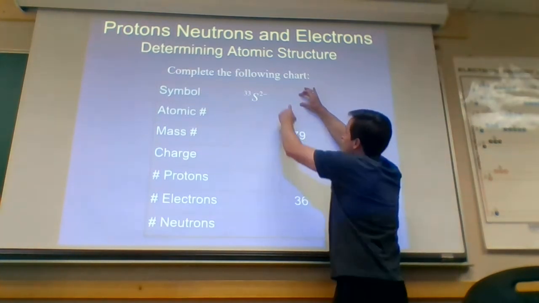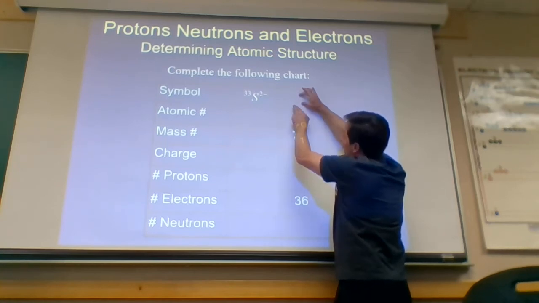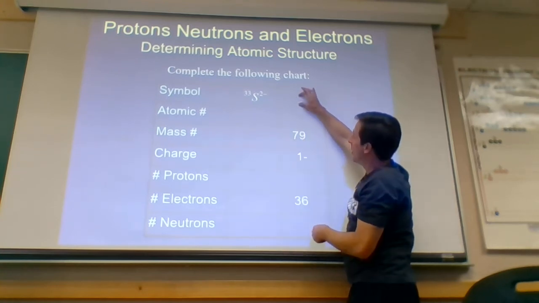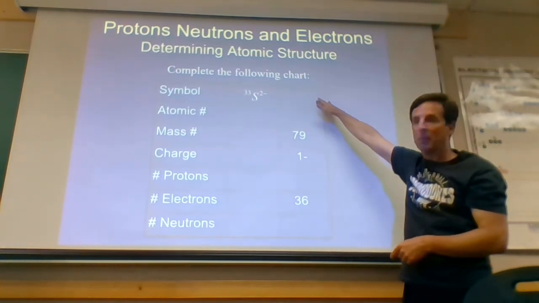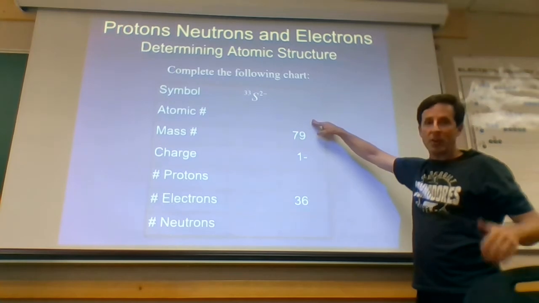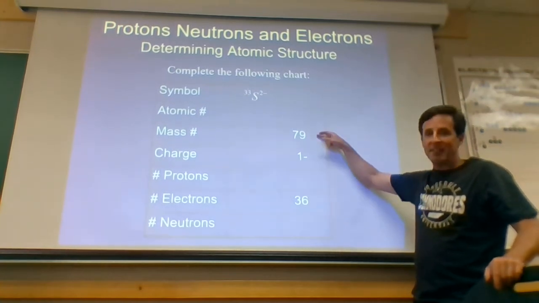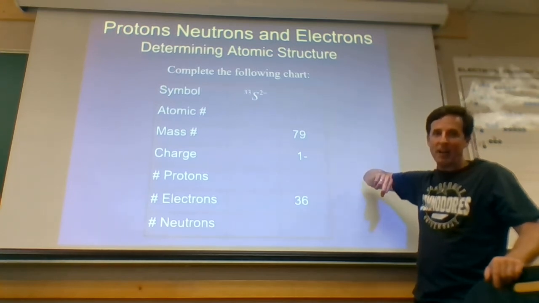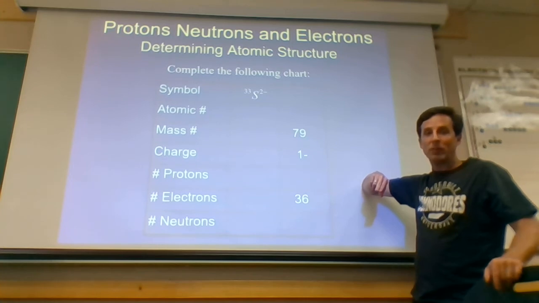The mass number will be 79. The charge will be -1. And then the atomic number will be 35. So Br, 35, 79, -1 will be my numbers. That's my symbol. Atomic number is 35. And neutrons will be 79 minus 35 to get 44, I think.